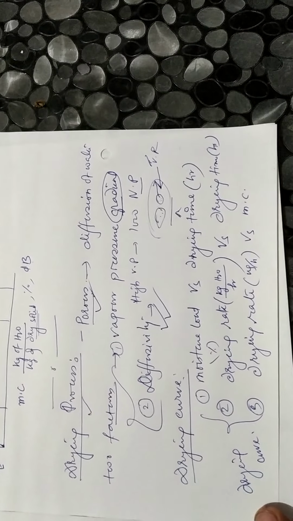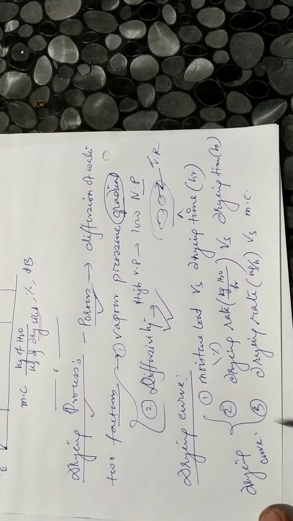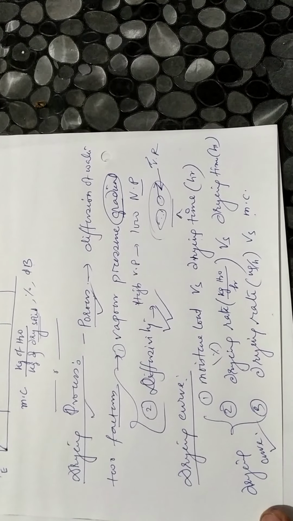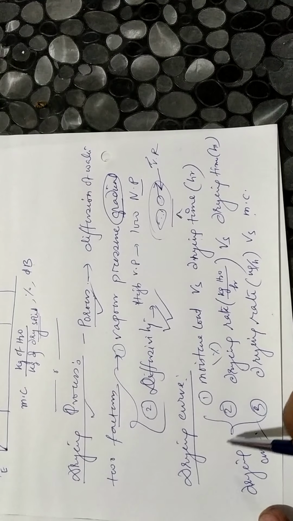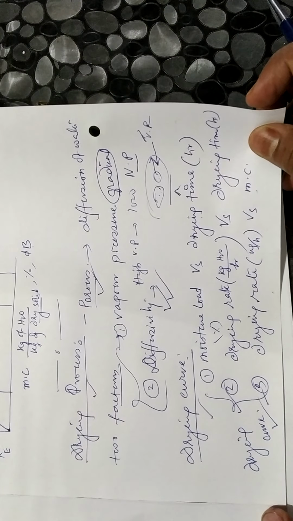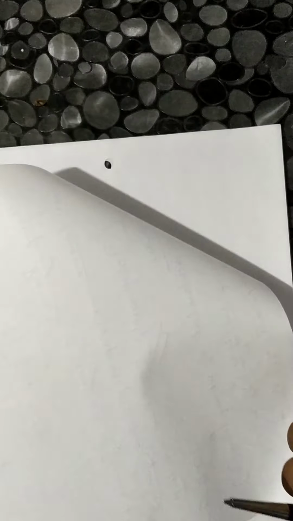So if any question asks what is a drying curve, you can say the relationship between moisture content versus drying time, drying rate versus drying time, and drying rate versus moisture content is collectively called a drying curve. Now we'll see the three types of curve and how they behave, which will directly make the drying process clear to you.